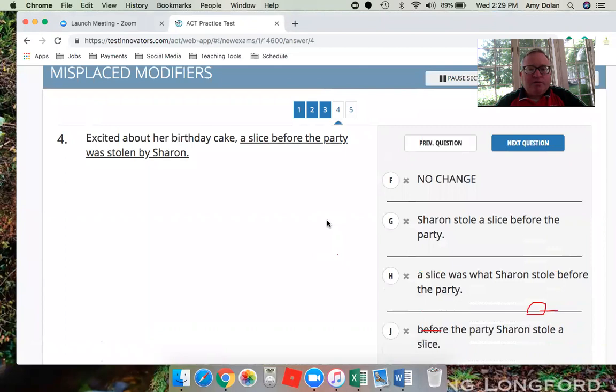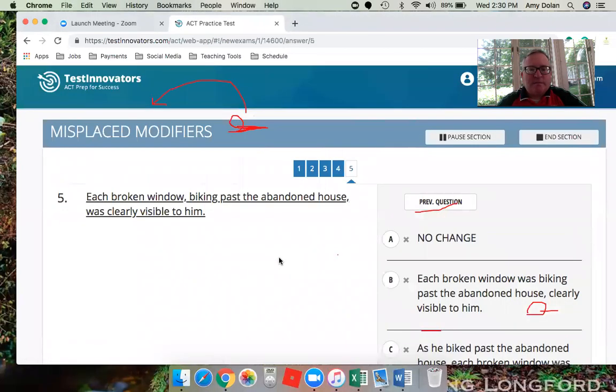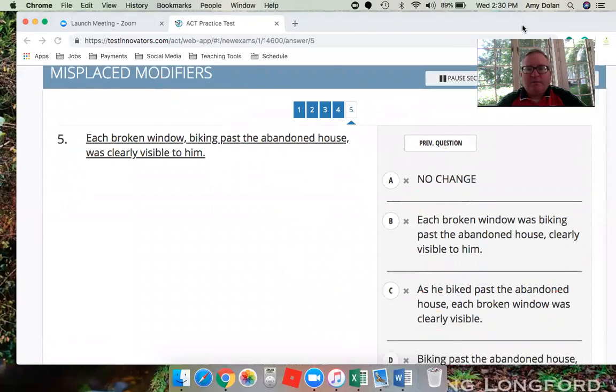All right, this one, same thing. Some of these are kind of funny in that if you were to really read them literally: excited about her birthday party, a slice. So a slice of cake was excited about the party. Little did it know it was going to be eaten shortly after. In this case, whoever comes after the comma should be the subject of whoever's doing the action. So who was excited? It wasn't the slice, it was Sharon who was excited. So Sharon comes directly after the comma. Sharon.